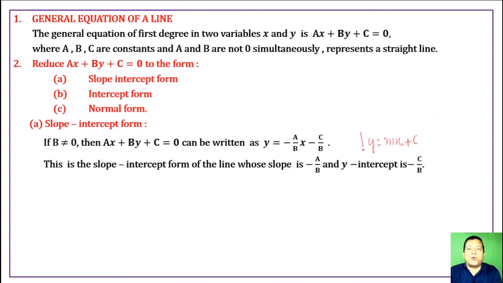In this form m is called slope and c is called y-intercept. Comparing this equation with this, m equal to minus a by b is the slope of this straight line, and c equal to minus c by b.